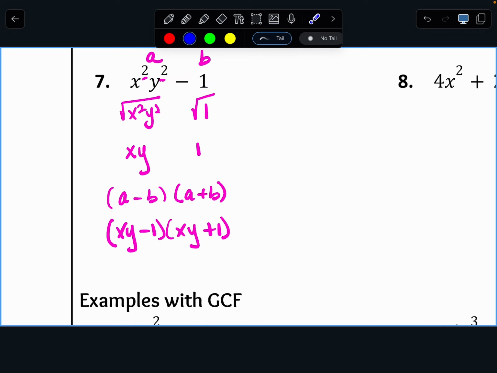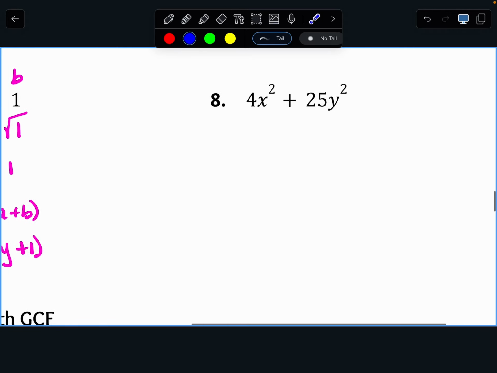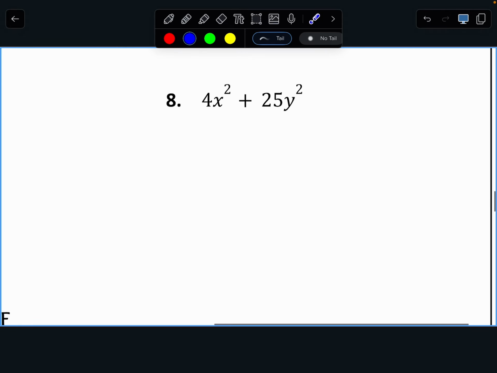And then negative 1 and positive 1 is negative 1. Number 8 is a trick. Why is number 8 a trick? What makes number 8? No, that's okay. Variables in both is fine. Is 4 a perfect square? What's the square root of 4? Square root of 25? And y squared and x squared can both do that.